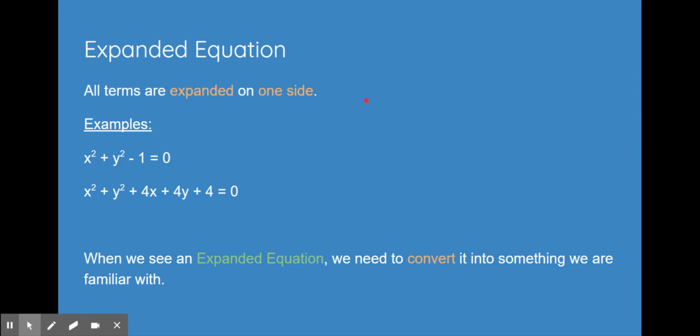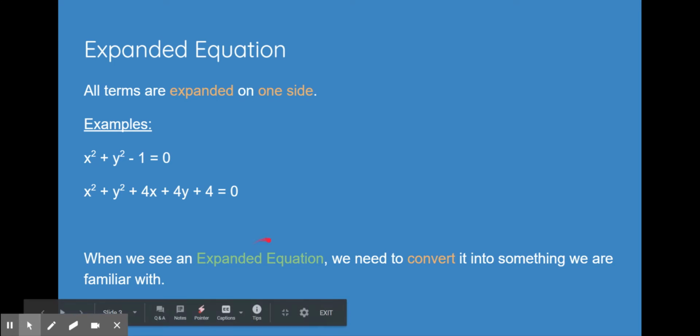So, an expanded equation is a form of an equation of a circle where all terms are expanded and on one side. As you can see from these examples, all terms are expanded, meaning that none of these terms are in parentheses or left unfactored. And they're all on one side, meaning that the other side is just zero.